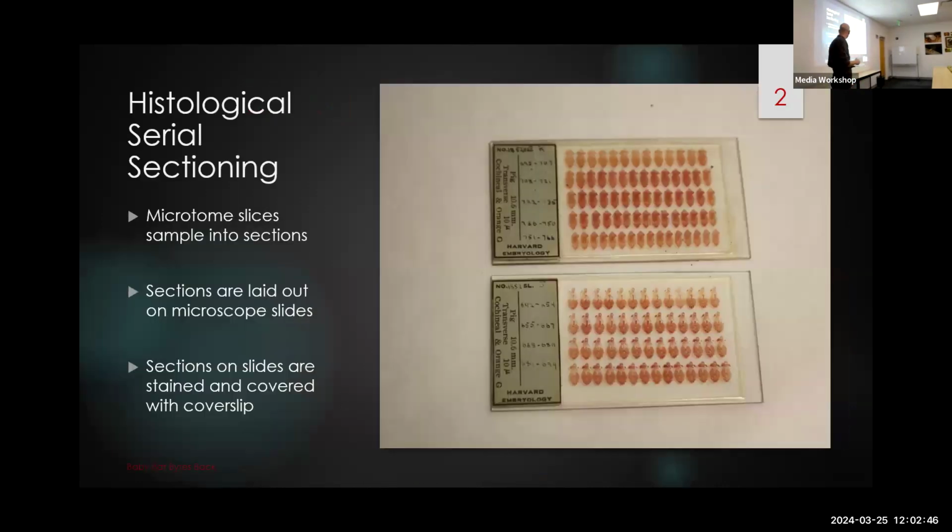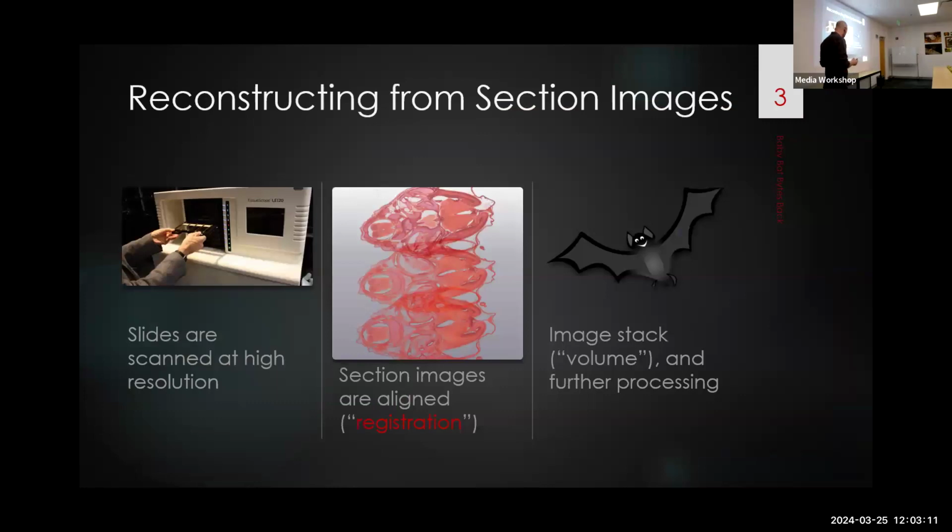For those unfamiliar with the serial sectioning process, a specimen is embedded in paraffin or some other kind of matrix and then sliced into very thin sections with a microtome, sort of a glorified ham slicer. Then the sections are laid out in sequence on the slides and stained with something that will add contrast to the anatomical features that you want to look at, and then covered with a cover slip.